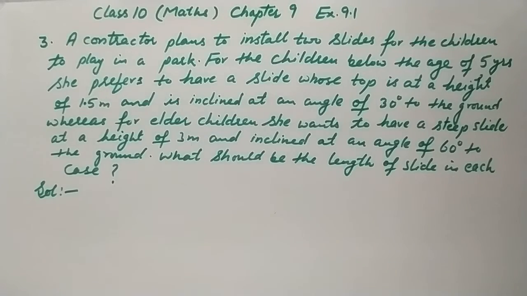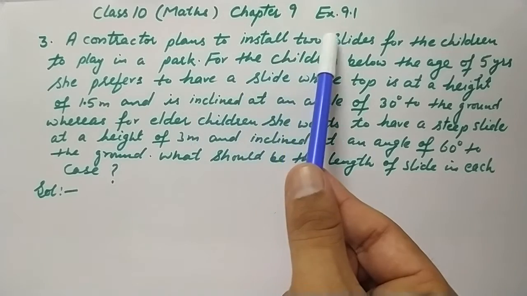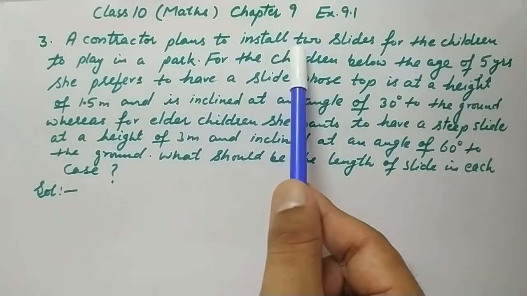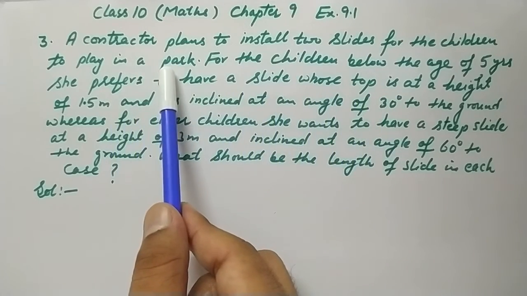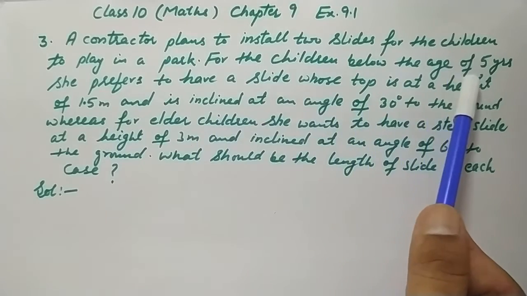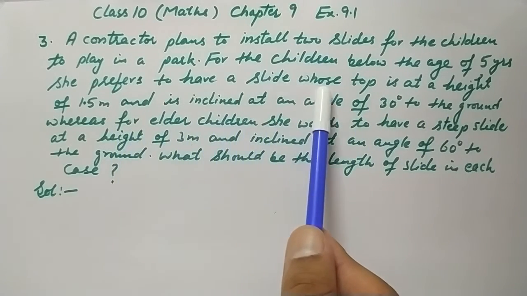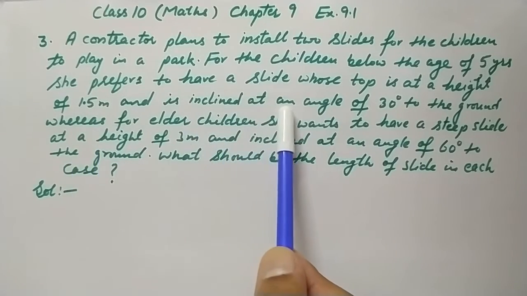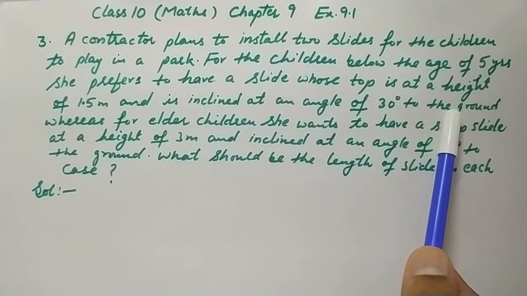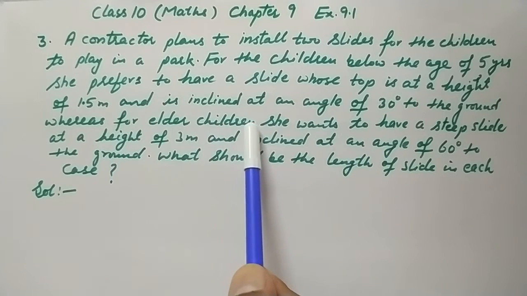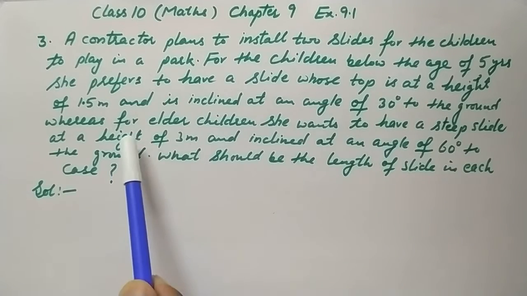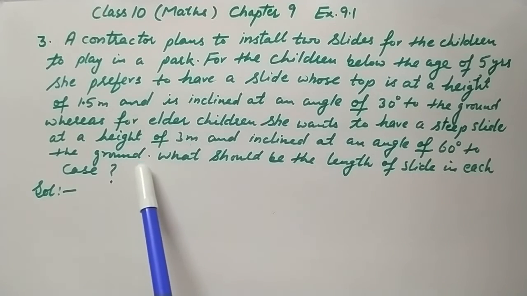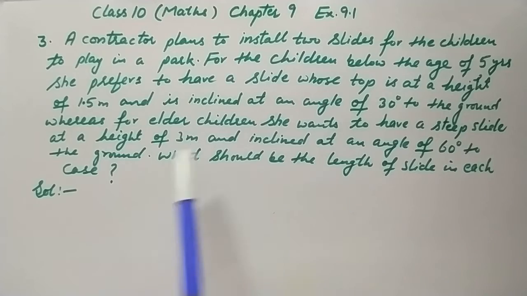Now let's solve this question, taken from class 10 chapter 9 exercise 9.1, and the third question is: a contractor plans to install two slides for the children to play in a park. For the children below the age of 5 years, she prefers to have a slide whose top is at a height of 1.5 meter and is inclined at an angle of 30 degree with the ground. Whereas for elder children, she wants a steep slide at a height of 3 meter and inclined at an angle of 60 degree to the ground. What should be the length of slide in each case?